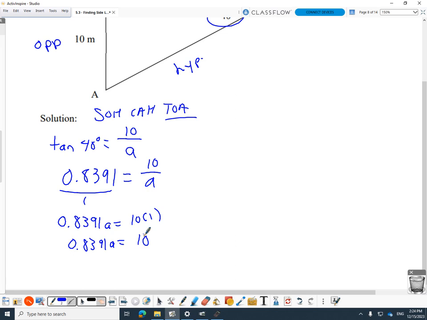Jackson says, ooh. Shh. Now what? How do I solve this thing? 0.8391 times A is 10. I got to do the opposite of multiplying by 0.8391. What's the opposite of multiplying by 0.8391? Divide by. So you just got to do an extra step here.